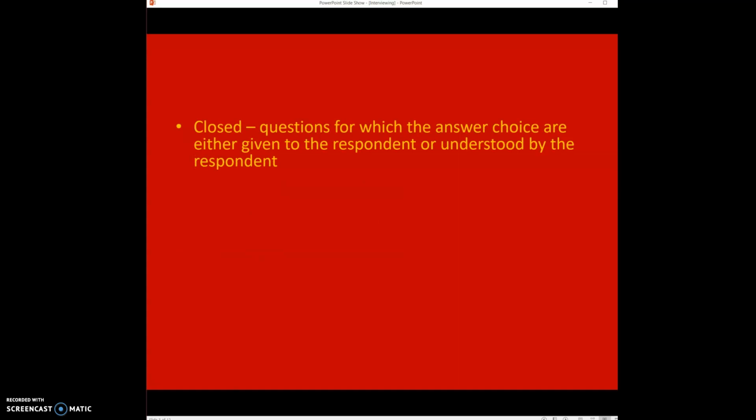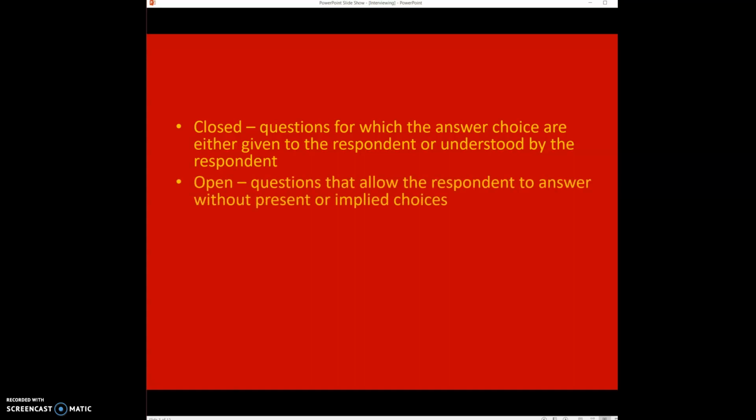Closed questions are the kind of things where the answer choices are either given to the respondent or understood by the respondent. A closed question would be something like a yes/no question. Do you have children in school? What grade are your kids in? Those are the kinds of closed-ended questions that really limit the kinds of responses we get.